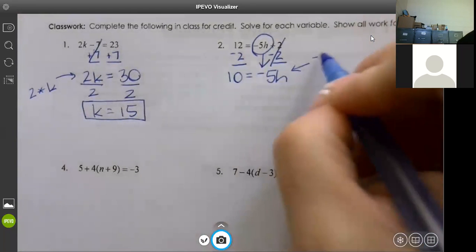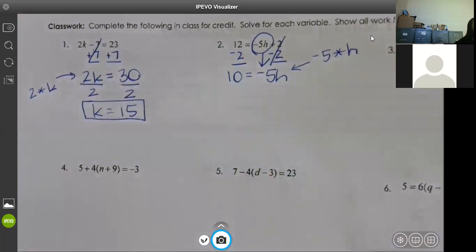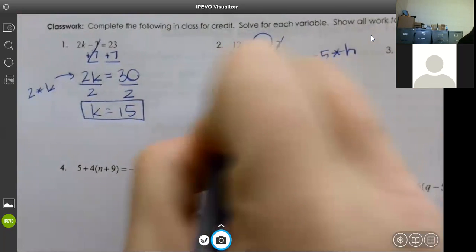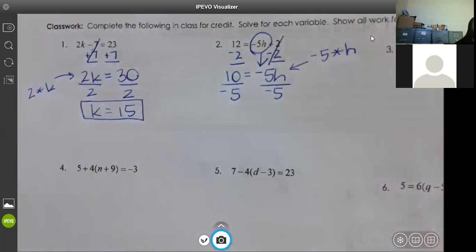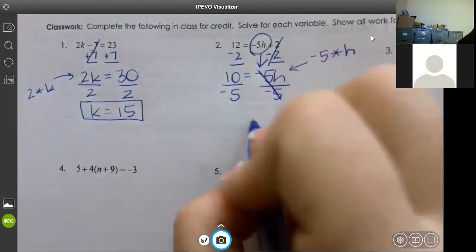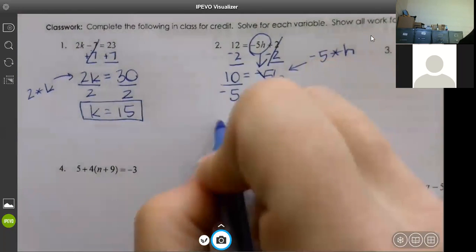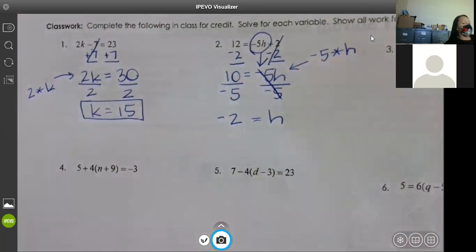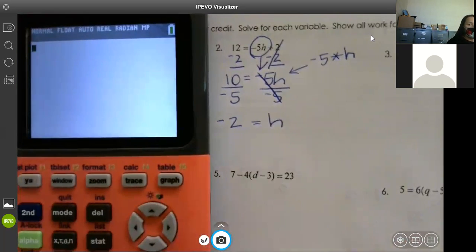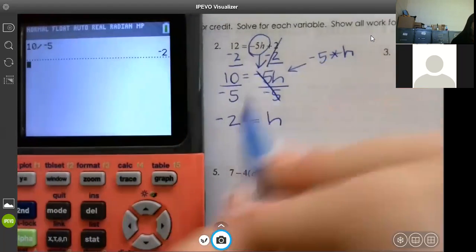Remember that this is -5 times H. So since it's times, we're going to divide to get rid of it. What I do to one side, I do to the other. Which means your 5's will cancel out, leaving you with just H. And then 10 divided by -5 is -2. And again, if you can't do that in your head, that is perfectly fine. Don't stress out. Use your calculator. 10 divided by -5 gives you that -2.